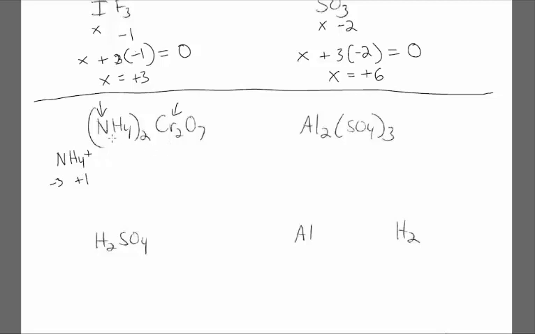That'll be true for both the ammoniums. Then the dichromate, Cr2O7 2-, we can do by summing up with an X if we want to. You can do it in your head, or you can do it with an X. Oxygen is -2. So you have X plus 7 times -2 is going to have to equal -2. So your X is going to turn out to be positive 6 for chromium.